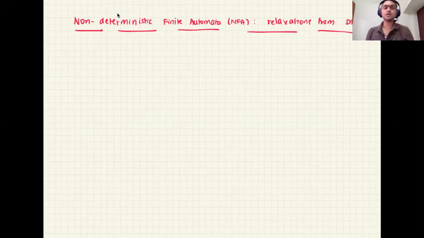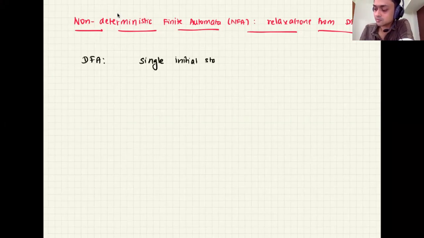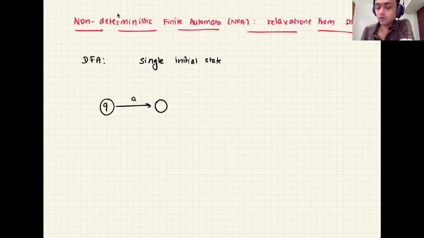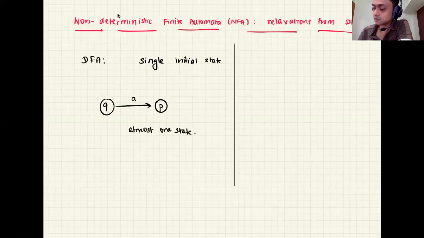So NFA are going to be a relaxed version of DFA. How is it going to be relaxed? See, in a DFA, we have some conditions: a single initial state, and from every state on a letter, you can go to at most one state. At most one state. This is what we have seen.